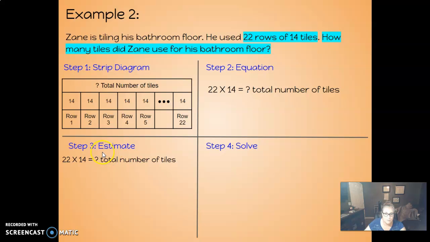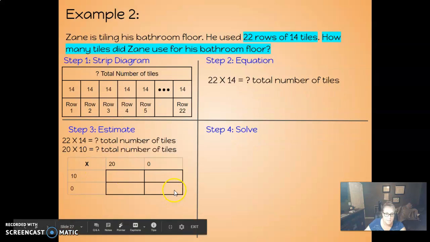Now remember, for our estimate, we are going to round, or we're going to use compatible numbers. So for this, I know that 22 is pretty close to 20, and that 14 is pretty close to, I'm going to go with 10. So when I do that, my new problem I'm solving for is 20 times 10, and it's going to give me the total number of tiles.